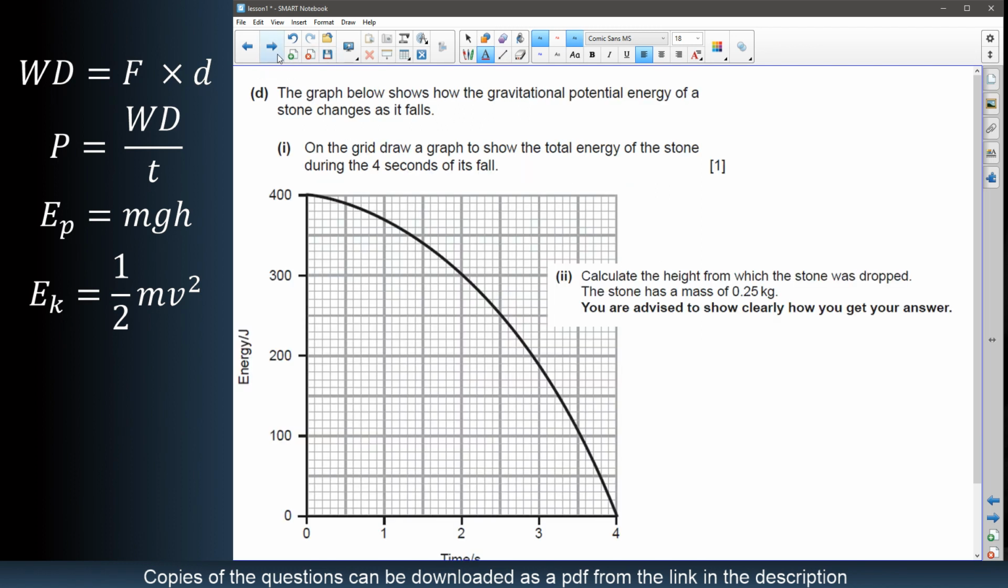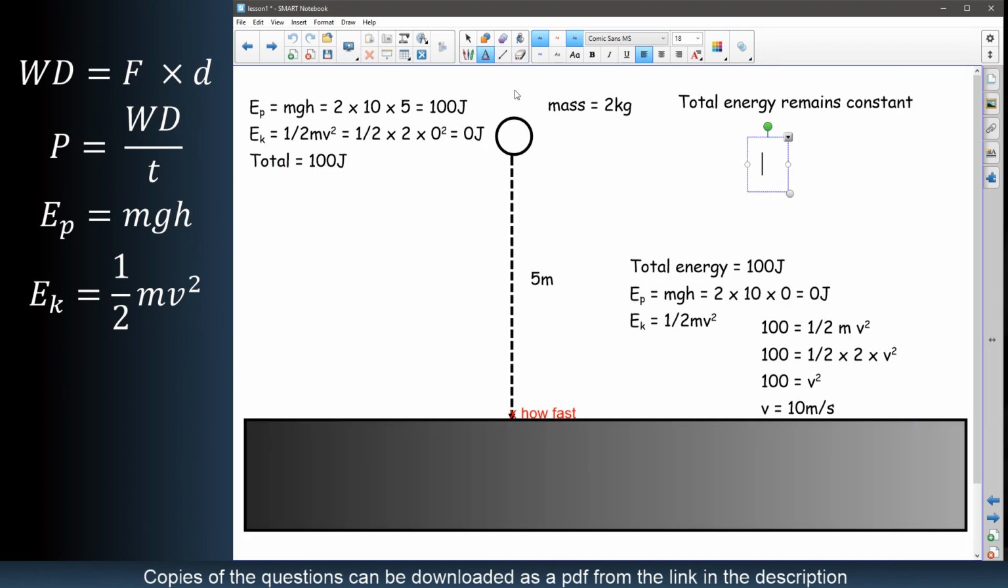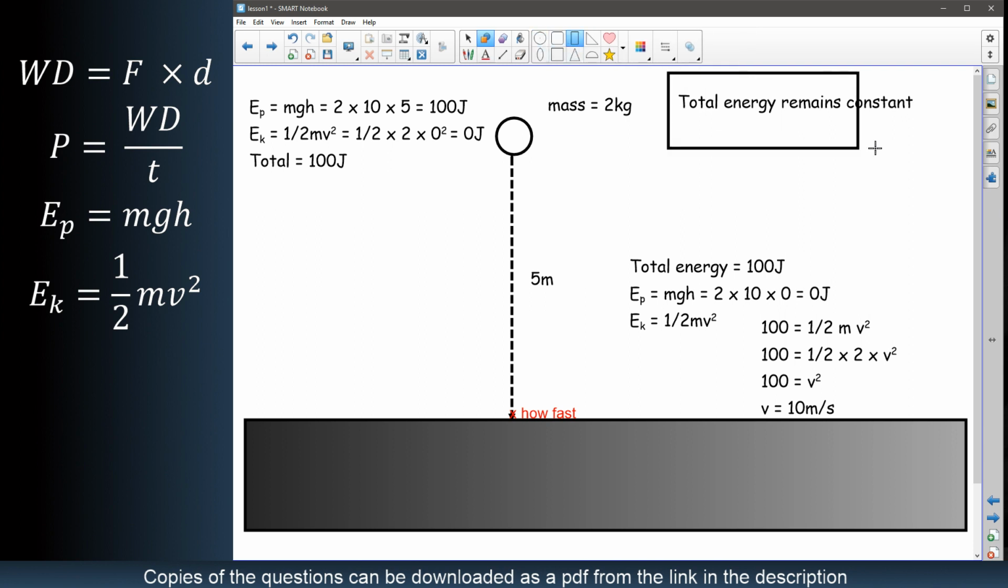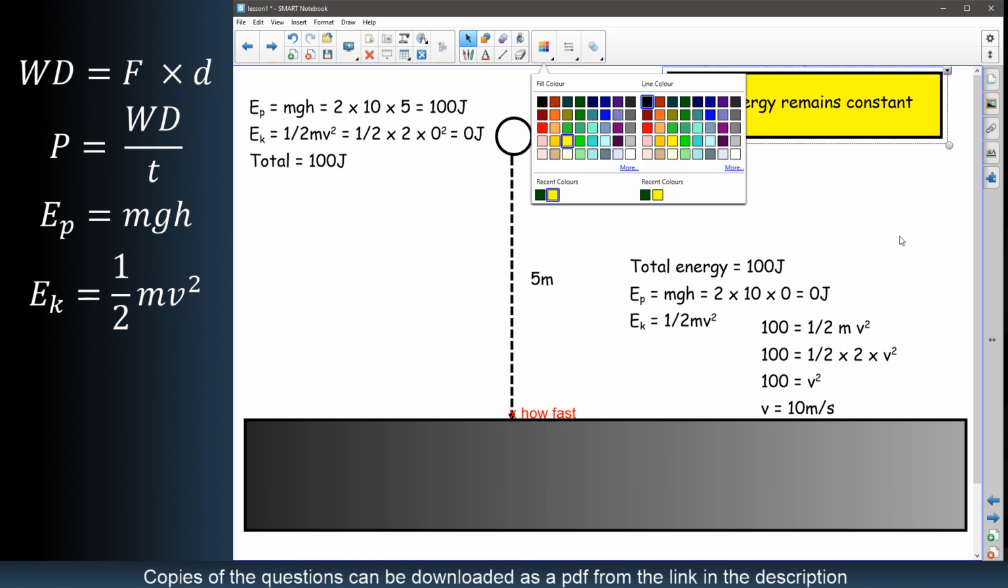Right. Next one then. Here we get a little bit more into things. The graph shows how the gravitational potential energy of a stone changes as it falls. On the grid, draw a graph to show the total energy of the stone during the 4 seconds of its fall. I'll take you back to the page where we did that, and this is all about this one statement here that most people forget about because they're completely insistent on learning all their definitions and all their equations that they forget what's the purpose.